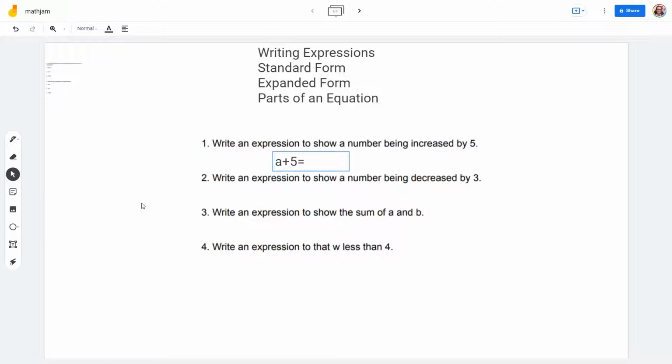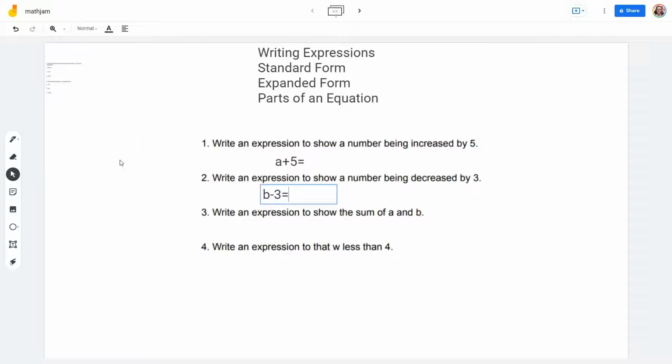All right, let's look at number 2. It says, write an expression to show a number being decreased by 3. So they did it again. They didn't tell us what number is being decreased by 3. So we'll go ahead and use a letter again. So this time let's use B. So how about we say B minus 3 to show that B, our unknown number, is being decreased by 3.